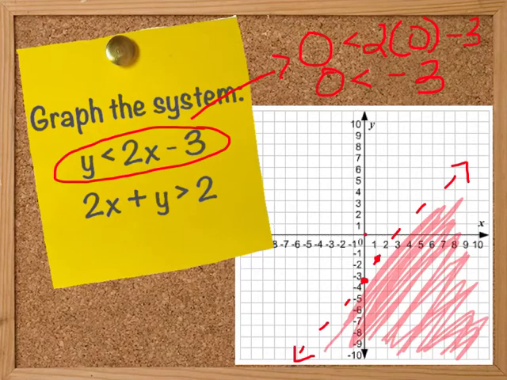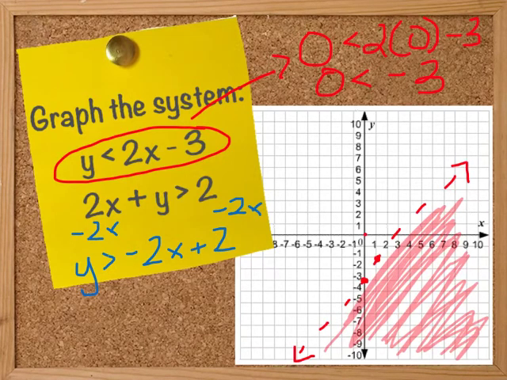Now we'll go ahead and graph the next equation. I want to write this equation in a form that I like to graph. Yes, it's standard form and we could graph it using intercepts, but I also see if I subtract 2x from both sides, I get the equation y is greater than negative 2x plus 2.